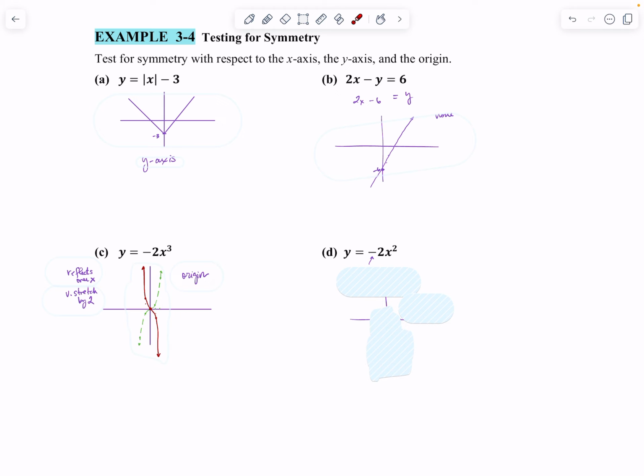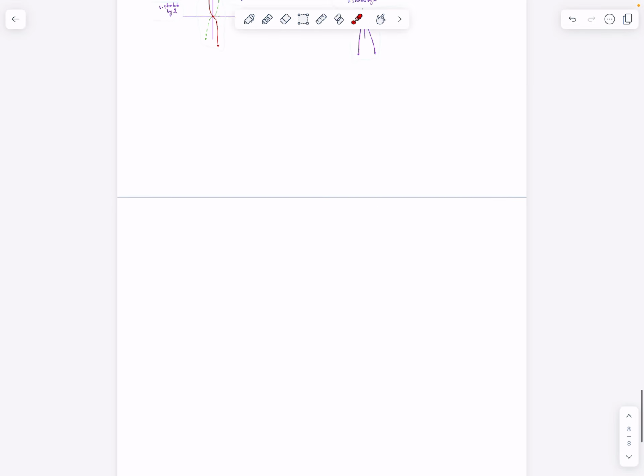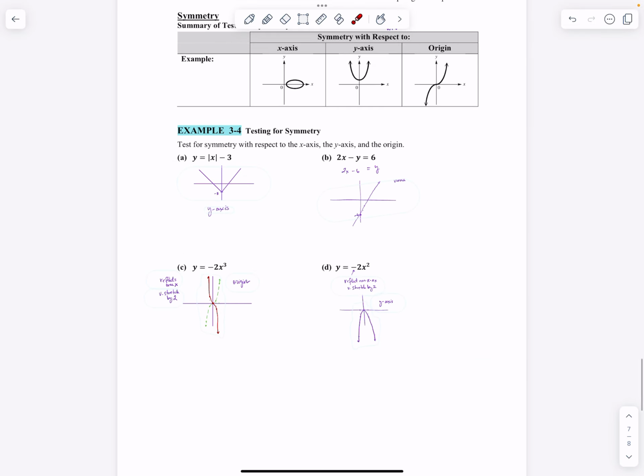And last but not least here, this one has a reflection. The x is a reflection. The 2 is a vertical stretch. This is our normal quadratic. So it's upside down parent, a bit skinnier than normal. And so we would say this one has y-axis symmetry. All right, and that's it. That's all that we have for this section.